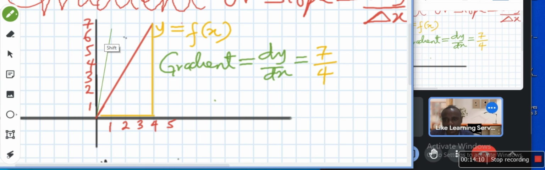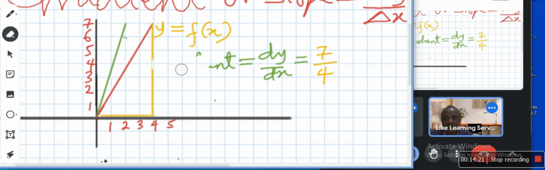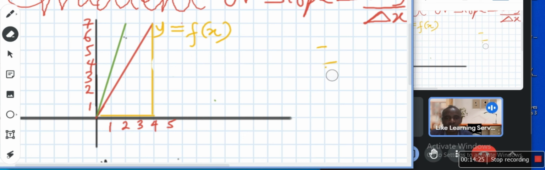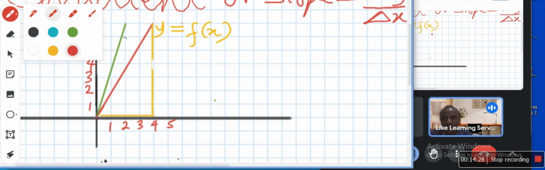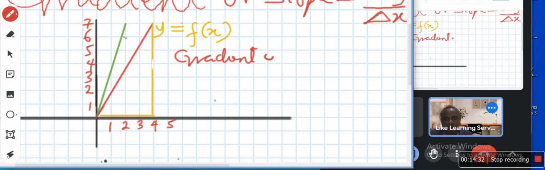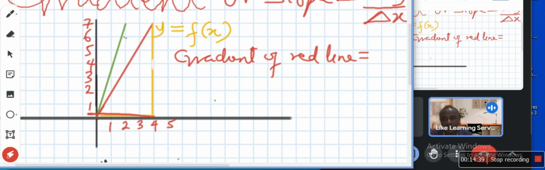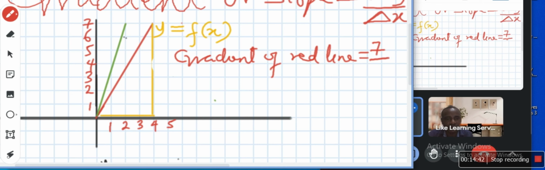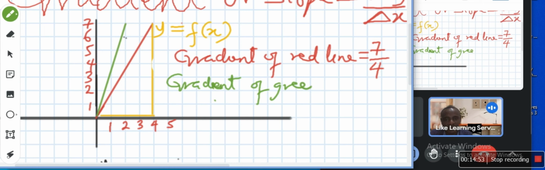Look at this one. See this green line. What's the gradient? I'm going to use a red marker to write the gradient of the red line. You said rise over run, 7 over 4, isn't it? Yes, 7 over 4. So what's the gradient of the green line? Also rise over run, 7 over 2. Yeah, you're right.